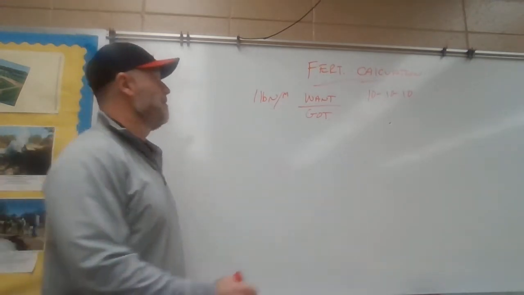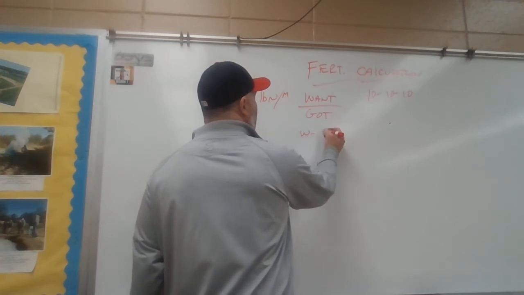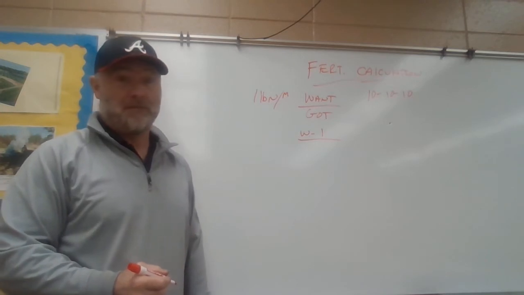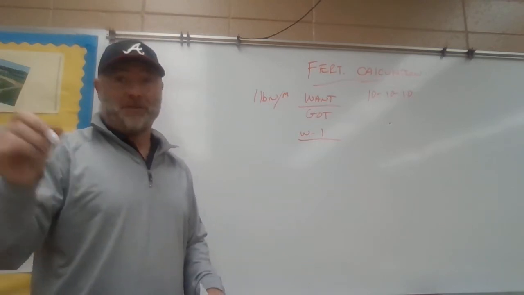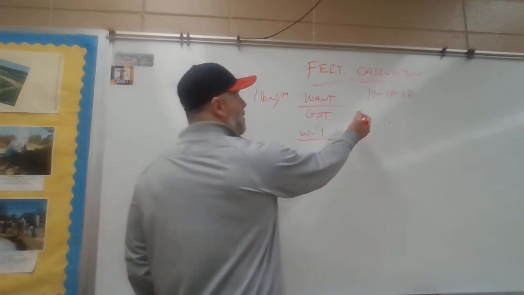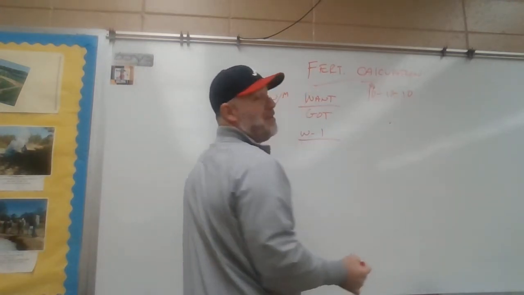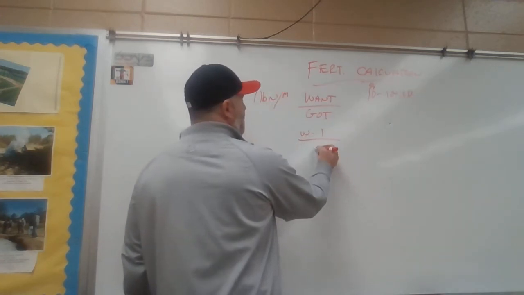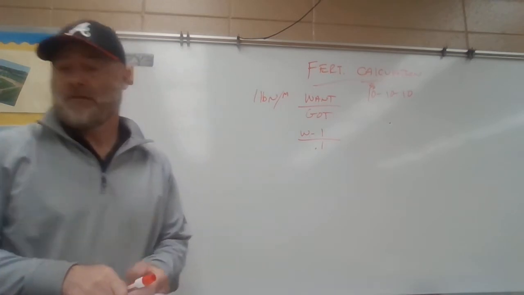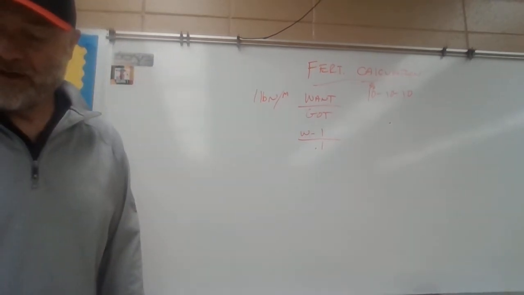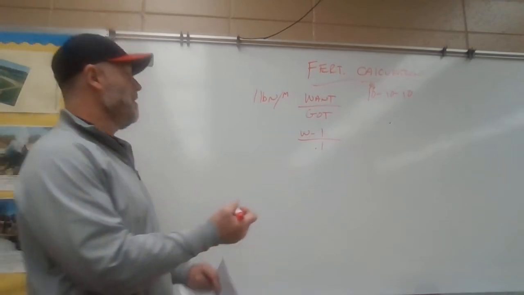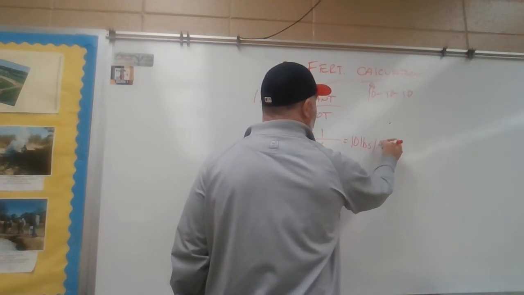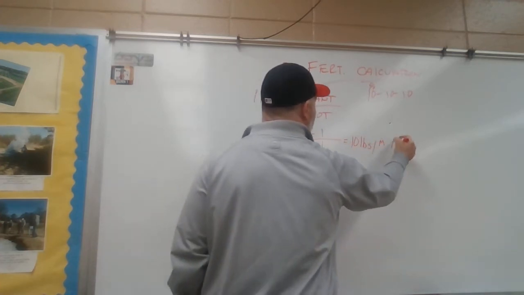My boss tells me I want 1 pound nitrogen per 1,000. Want over got. What I want, 1 pound. What I have is what? Point, absolutely. 0.1. Remember, these are percentages. Your fertilizer bags are percentages, so you have to move that decimal place to 0.1. 1 divided by 0.1 equals 10 pounds per 1,000 of nitrogen.